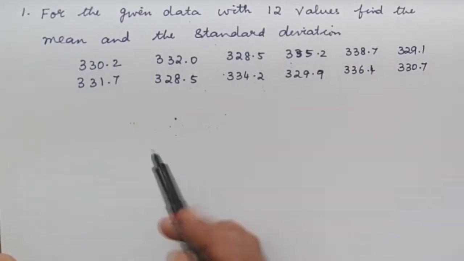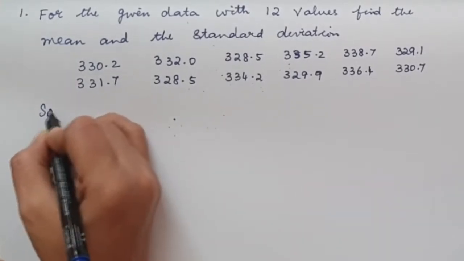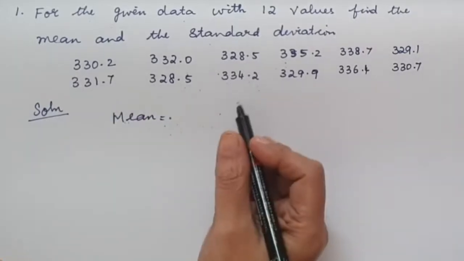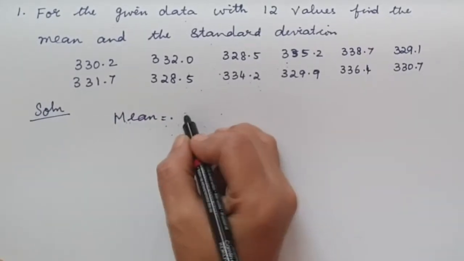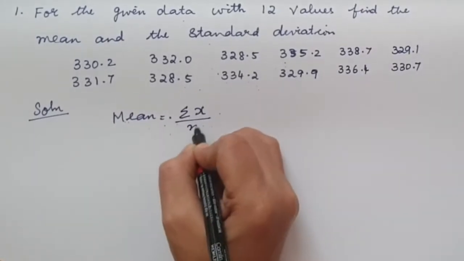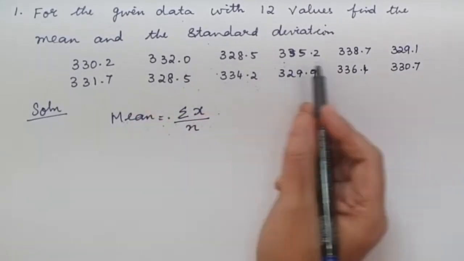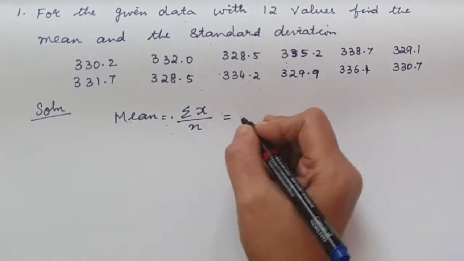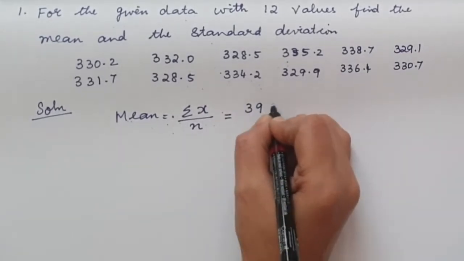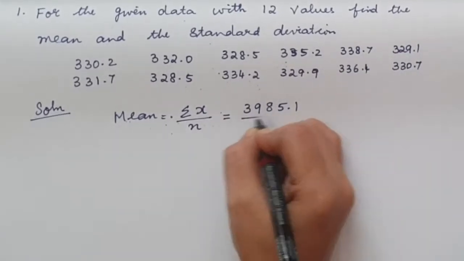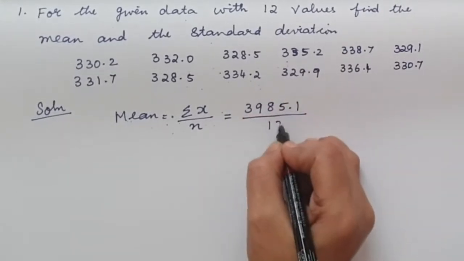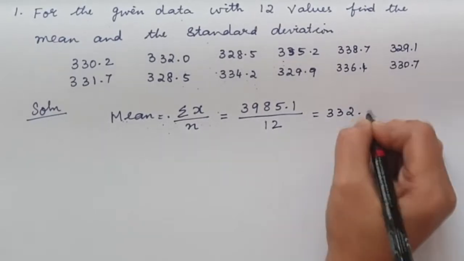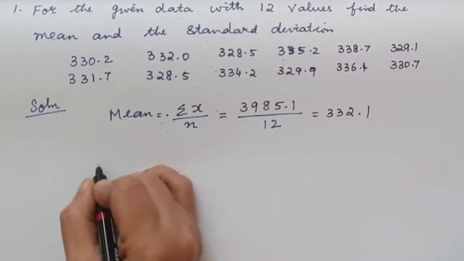Here we are given 12 values. Now the first thing is to find the mean. Mean, we know that we add all the values and divide by the total number of values. So it is sigma x over n. Sigma x is nothing but the sum of all these values. When we add all these values, we get 3985.1, divided by the total number of values, which is 12. So this will be equal to 332.1.